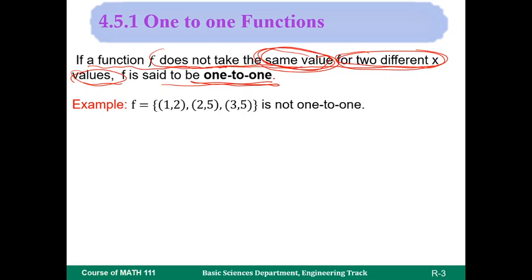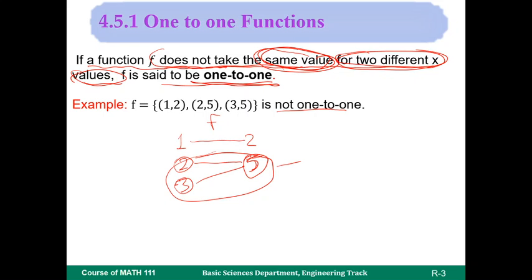So no two x values go to the same y value. Let's look at these examples here. This is not one-to-one. An easy way of seeing this is to show the matching between the values 1, 2, 3. F matches them to 2, 5, and 5. As you see here, f takes the same value, which is 5, for two different values of x. So this part of the function is breaking the rule, so it's not one-to-one. So this is not accepted.